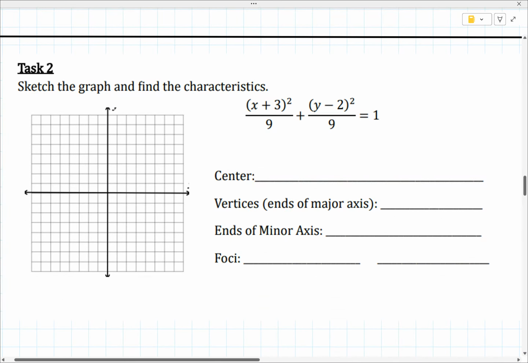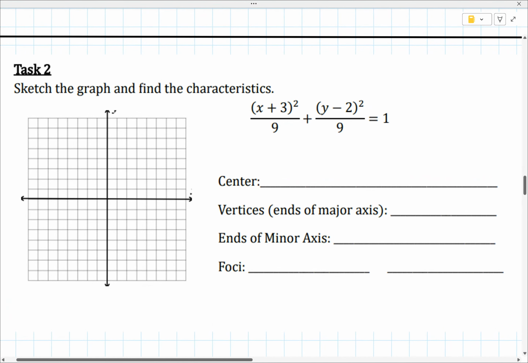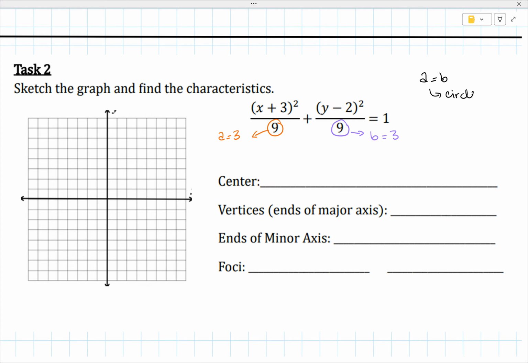So for task 2, I have an A value and a B value. They're the same. So it does not matter which one is which technically, but our B value is going to be 3 as well. So if you haven't figured this out, this means we actually have a circle. So if we end up with A equaling B, we end up with a circle because the radius is the same all the way around. So for our center, -3, 2.